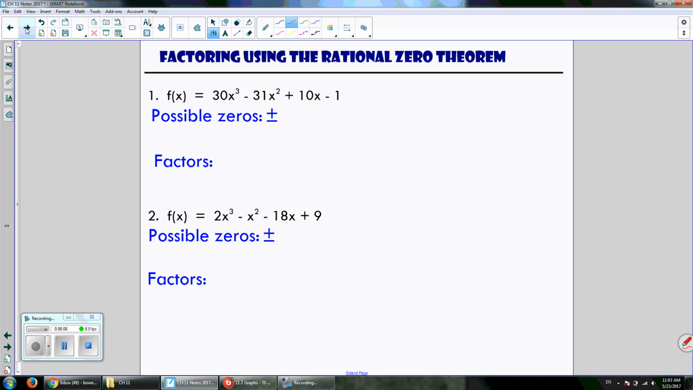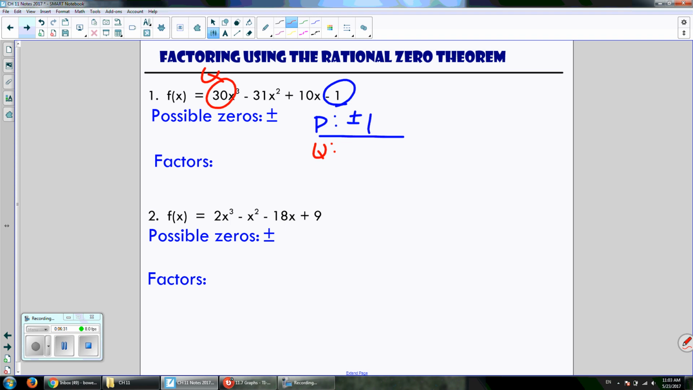Number 3 is giving you the polynomial 30x^3 - 31x^2 + 10x - 1. First thing I want to do is find my p-values. Again, p comes from the factors of the constant term at the end. So in this case, it's just one option. My q values come from my leading coefficient, and this one's going to give us a lot of options.